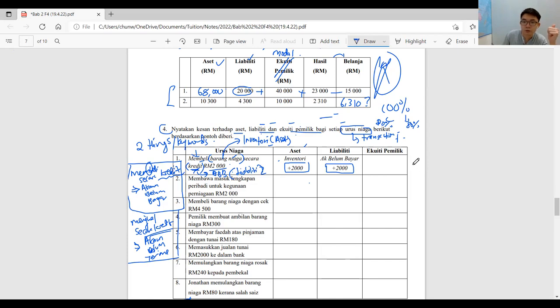Right? So this is how you record. You will see that there are always two accounts: one inventory, another one account belum bayar. For question number two, there are also two accounts. Okay, let's see how to do this.